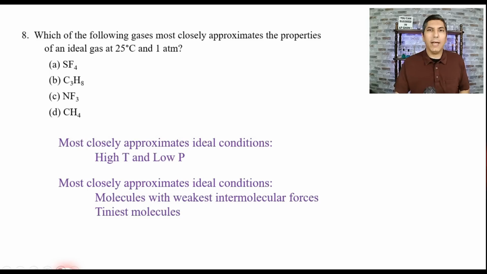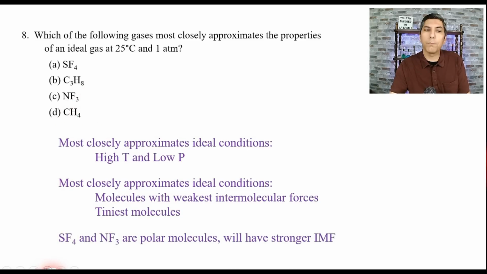So in the case where they have the same temperature and pressure, the gases that most closely approximate ideal conditions are gases that have the weakest intermolecular forces and gases that are just tinier, gases that are smaller in size. Well, if we think about the intermolecular forces among these 4 gases here, if you were to draw the Lewis diagrams for all 4 of these, you'd find that SF4, sulfur tetrafluoride, and NF3, nitrogen trifluoride, are all polar molecules. And so since they're polar molecules, they're going to tend to have stronger intermolecular forces than nonpolar molecules. Since they're polar molecules, as we've learned, they're going to have those dipole-dipole forces. And so that's why we can eliminate choices A and C.